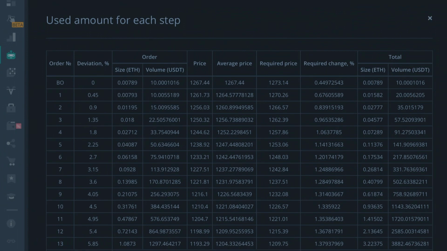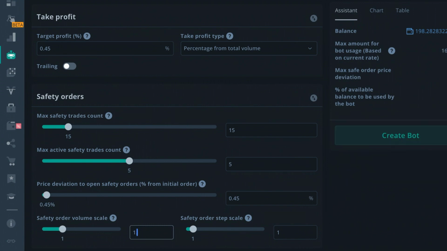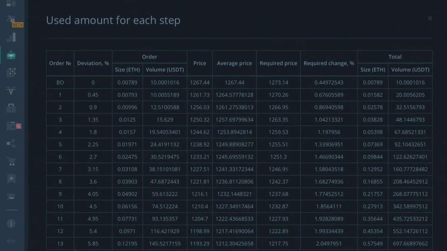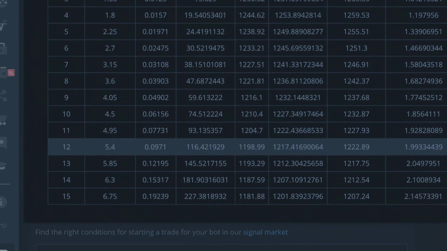this is what you're going to look at. If you're changing this safety order volume scale down to, let's take it down to 1.25, you can take a look over here at the last deal. So it helps you to close deals faster. It helps your bot to close deals faster. It makes it easier to take advantage of market movements. So you can see here, now price has a 6.75% deviation and a required change.